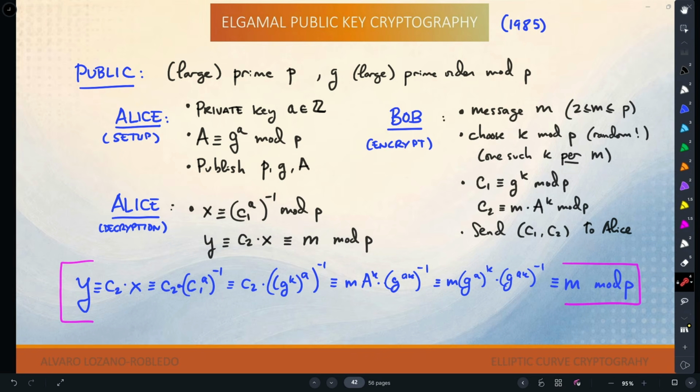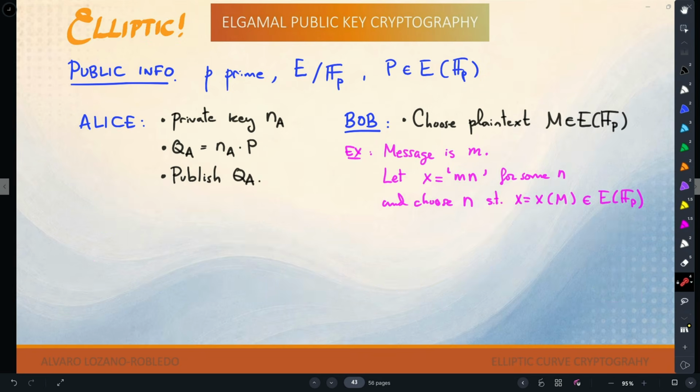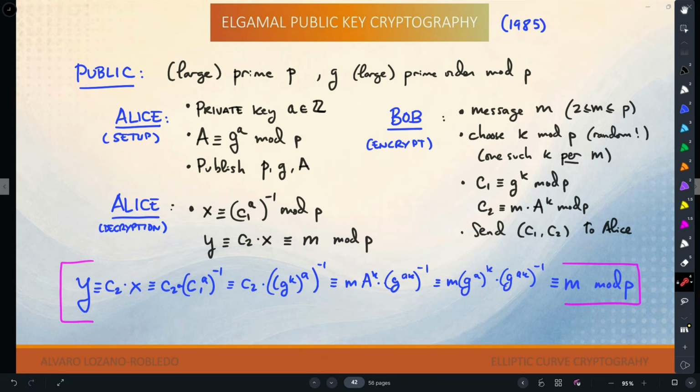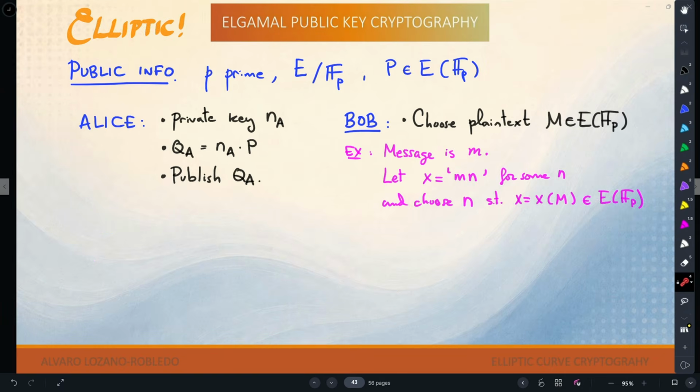Okay? And I'm not going to go over the role of Eve here, but you can think about what Eve knows and what we would have to break. In both cases, you have to break, for example, something like this, which is a discrete log problem to find out what little k is, or you have to break that. So there are several ways to do this problem.